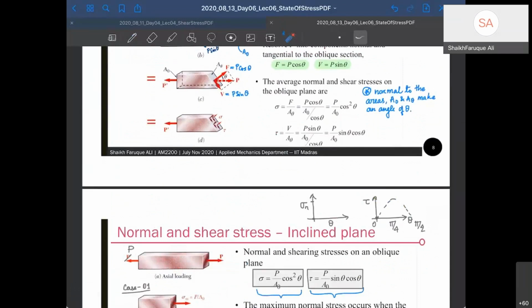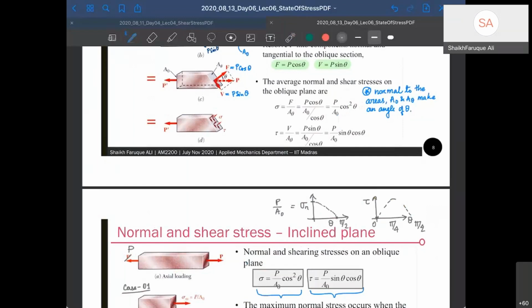Similarly, you look at the normal stress. The normal stress is P by A0 cos square theta. So it's maximum at theta equal to 0, equal to P by A0, and then it will slowly die down and come to pi by 2, where it will be 0, right?